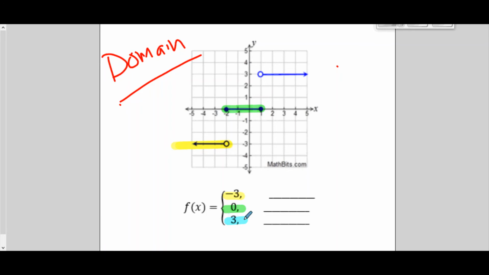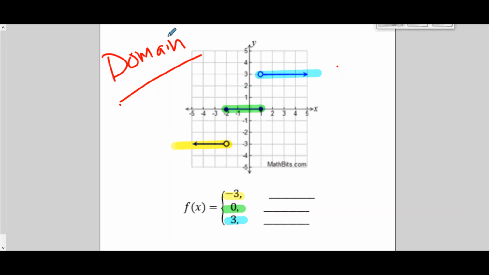And the last piece, f of x equals 3. So I'm going to start here at y equals 3, and I'm going to go on forever to the right, because I have a right arrow that says go forever to the right. And notice I have an open circle here at x equals 1.